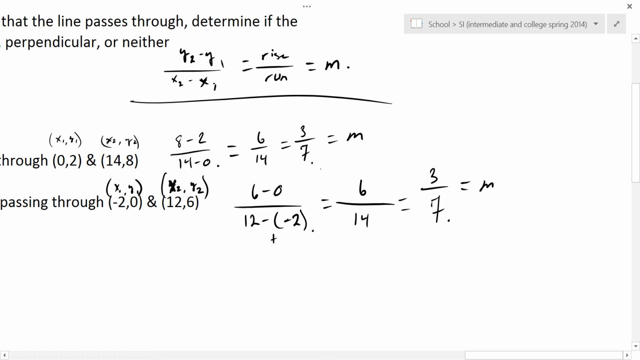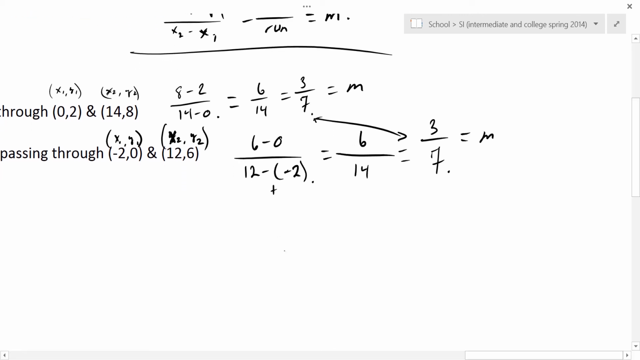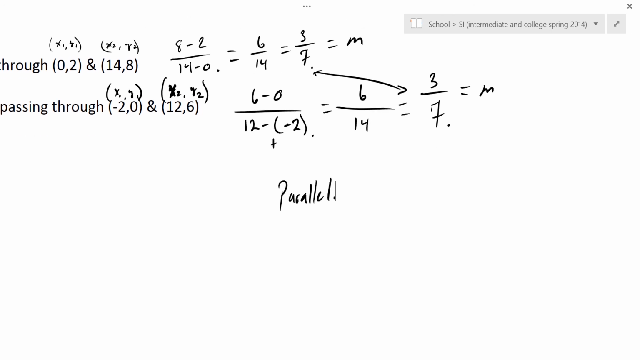Do these lines have the same slope? They do indeed, so they are parallel. Now, I didn't give an example like this, but if for whatever reason you had one line that had the slope of 7, and you had another line that had the slope of 1 over 7, these would not be perpendicular. These would be neither.